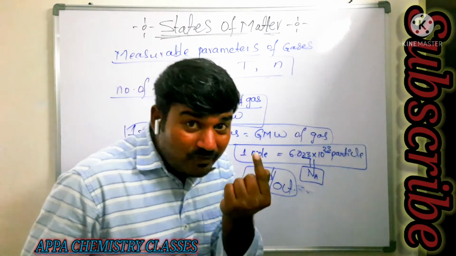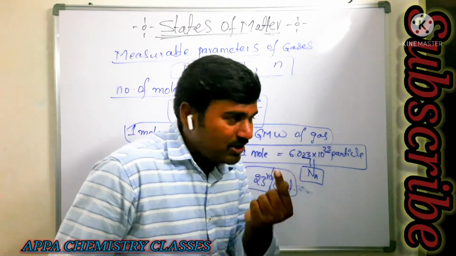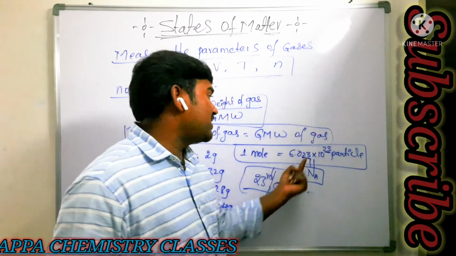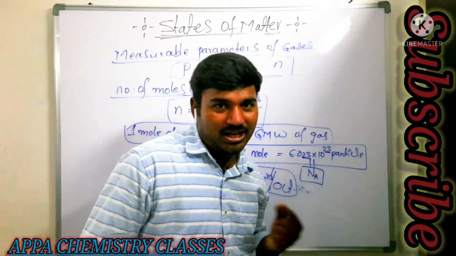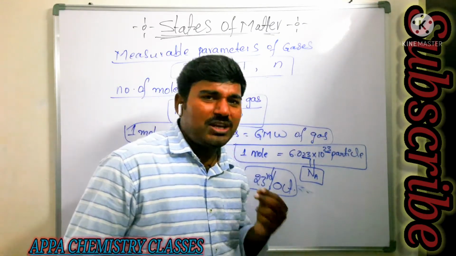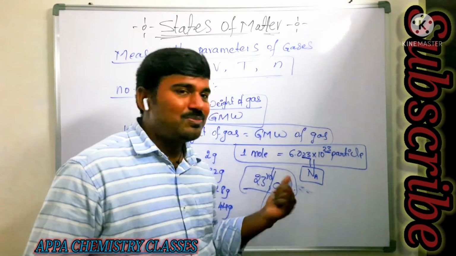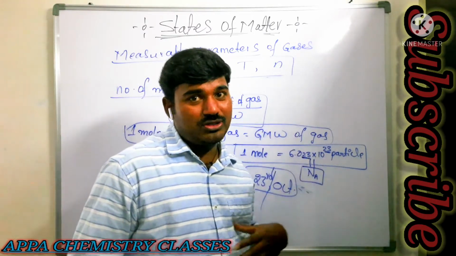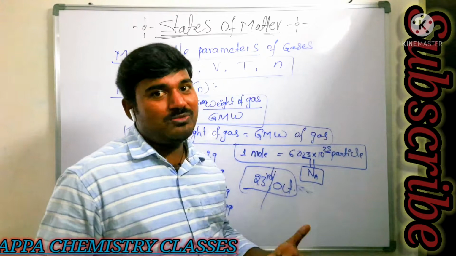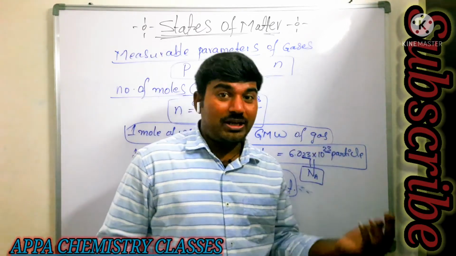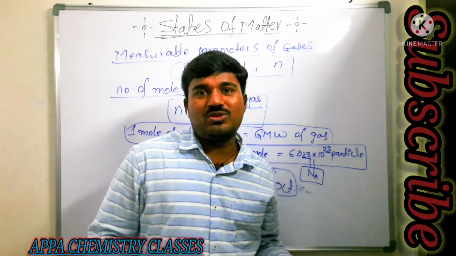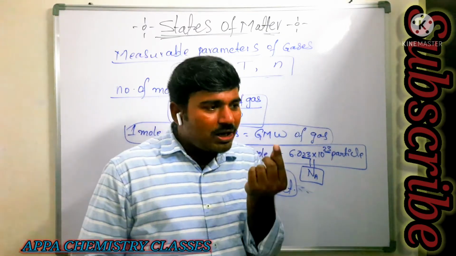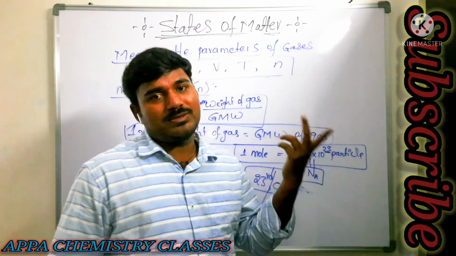If you are taking only one hydrogen molecule, what will its weight be? It is 2 by 6.023 into 10 power 23 grams. That is a very, very small value, in terms of 10 power minus 23. The weight of one hydrogen molecule is that small.